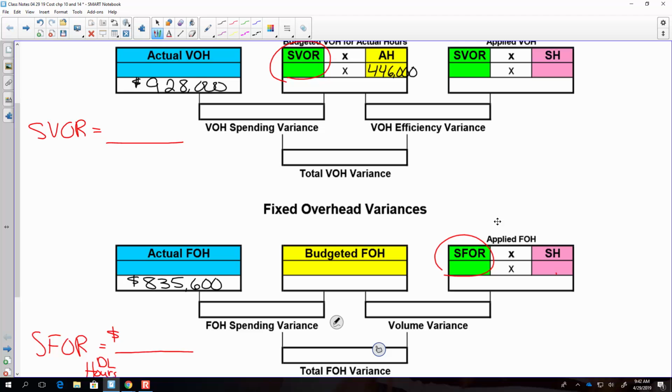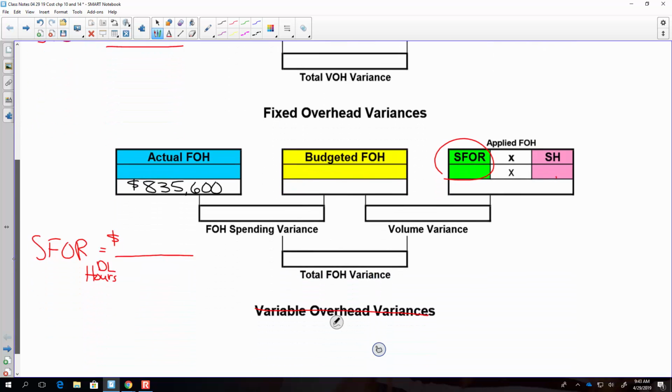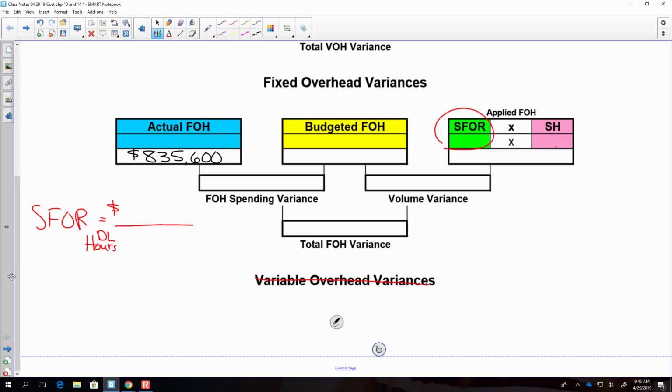Okay, guys. I think I want to start with the SVOR. Well, let's start with the standard fixed overhead rate down here. When we're looking at a standard fixed overhead rate, we have to look for budget numbers. Budgeted dollars, budgeted level of hours. So what did it say about our fixed overhead? What was the budget amount?